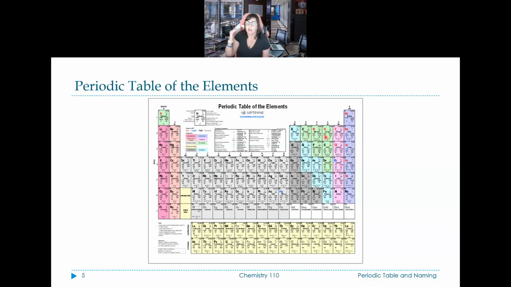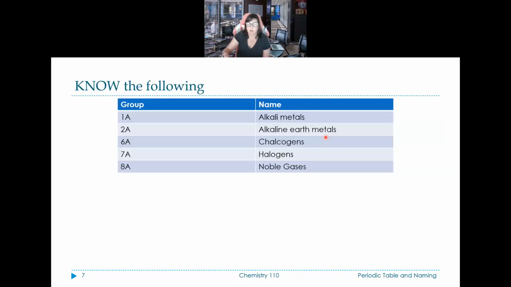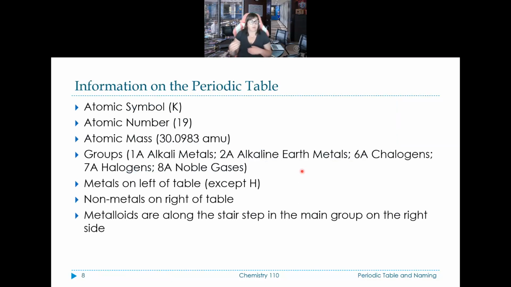You should be able to take the names of these 5 guys and show me where those are on the periodic table without having this group thing here. So you should be able to label these things on a periodic table when you're looking at it, okay? That's my expectation. And what's the information that's on a periodic table?